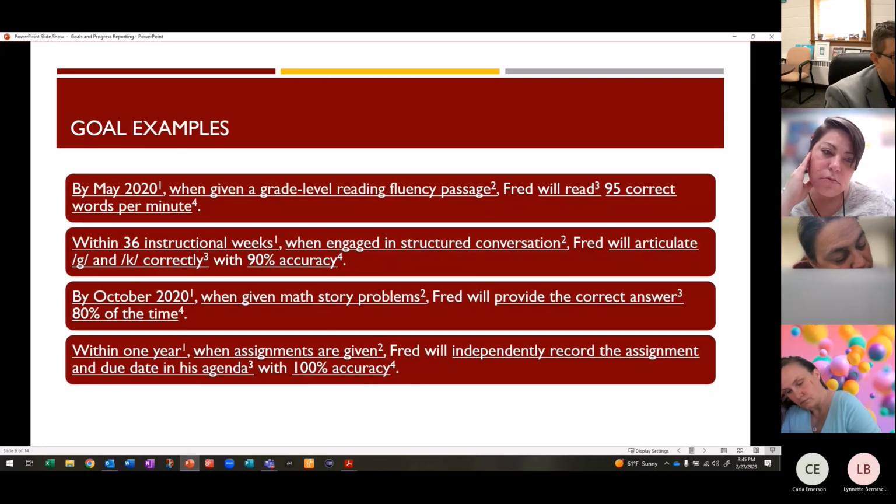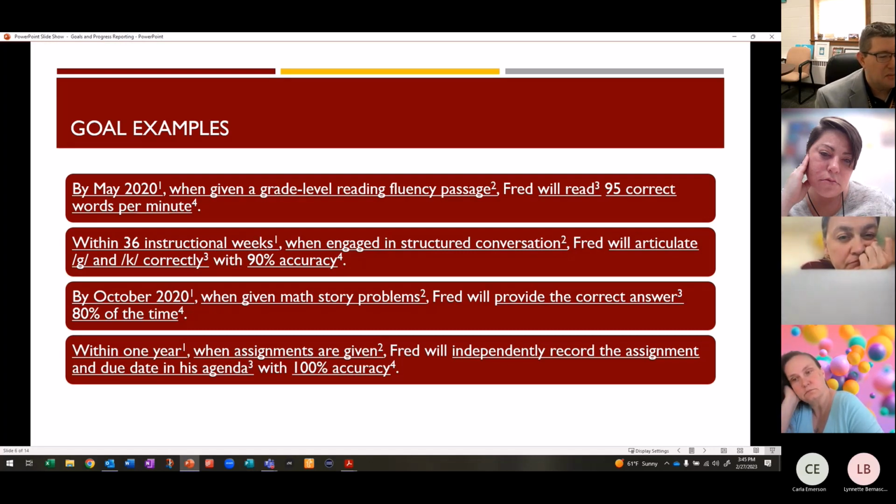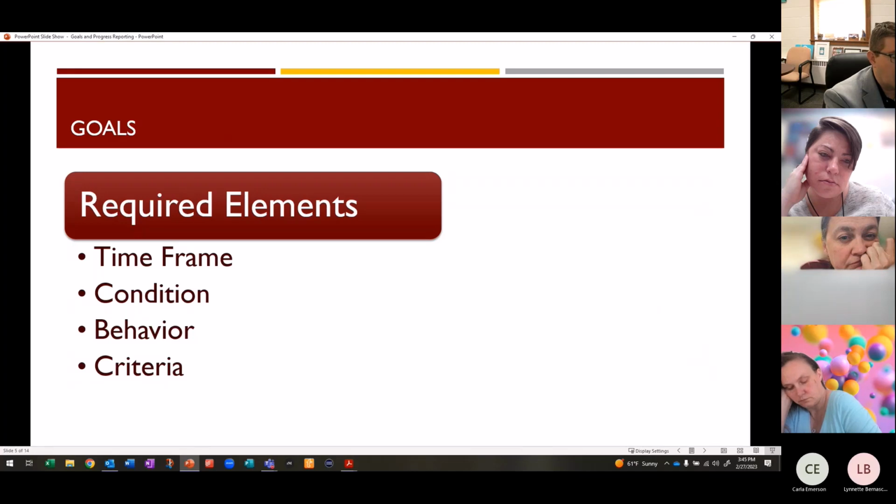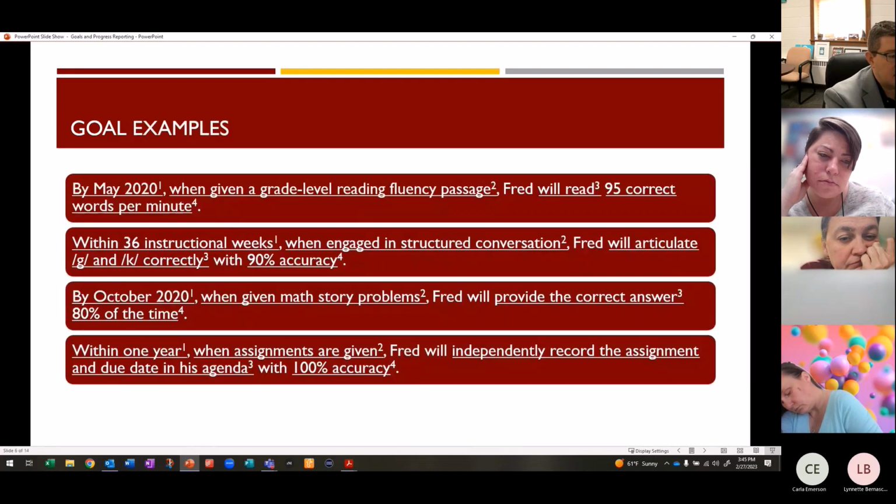At WCK-SEC, we recommend that goals be limited to only the required elements. Goals can be appropriate with a whole bunch of other information in them, but it complicates things, and we'll talk about how it complicates them in a little bit. Looking at these goal examples, think about time frame, condition, behavior, criteria, that 1, 2, 3, 4. These examples demonstrate which part of these goals is meeting each requirement.